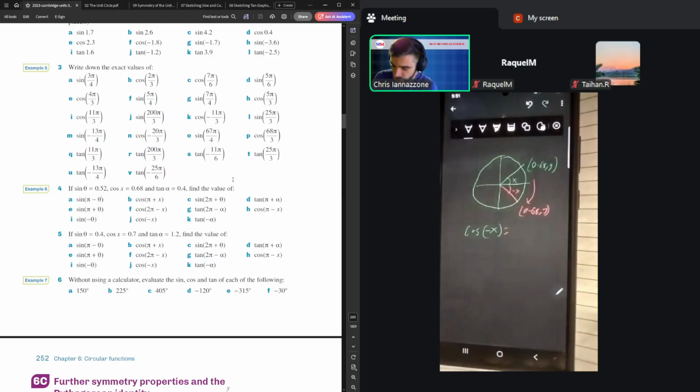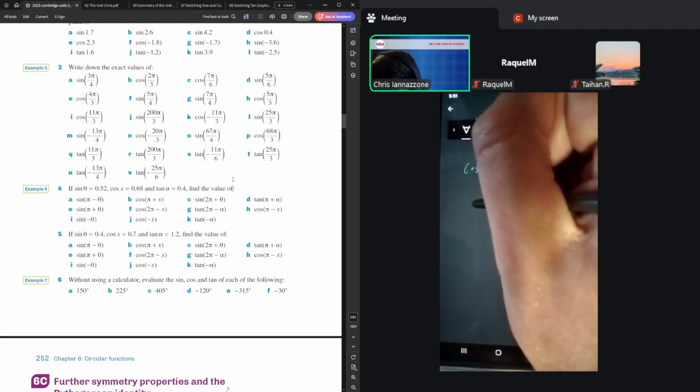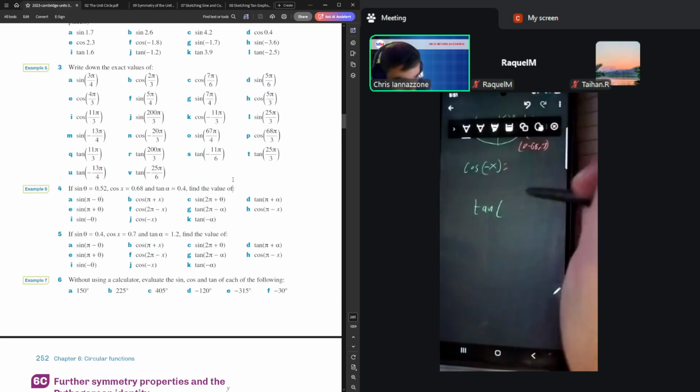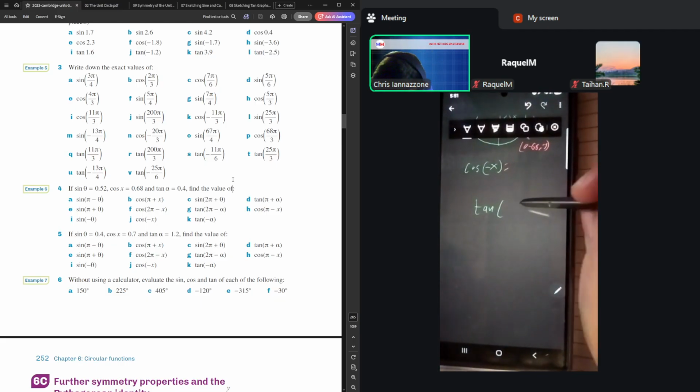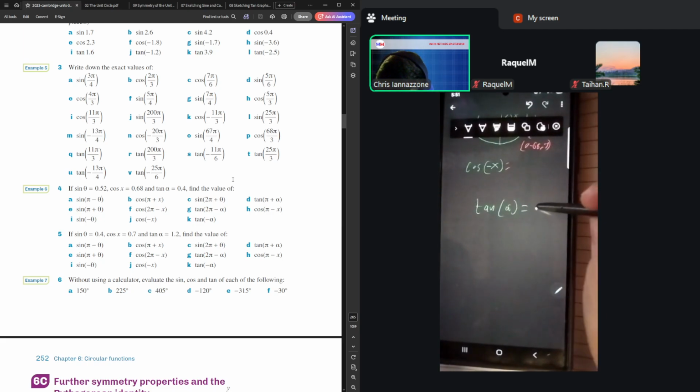Cool. So we looked at sine, we looked at cos, we've looked at all of the individual translations, those starting locations. Let's do a tan one and see how that one works. So we'll do tan of alpha is equal to 0.4.